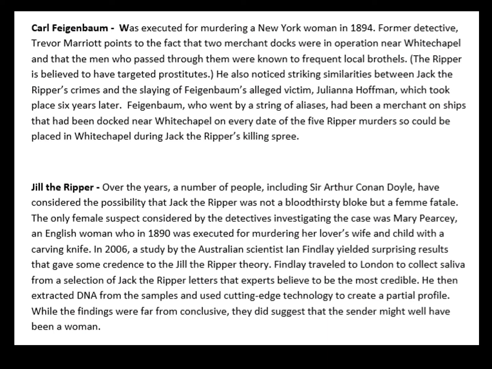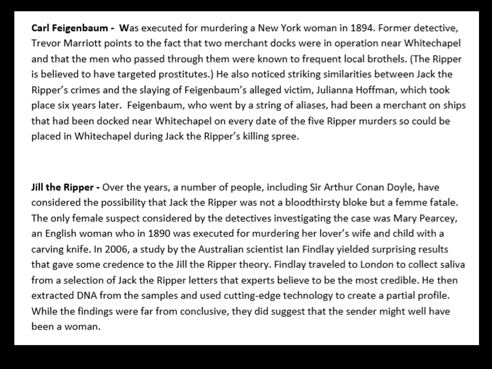He had a string of aliases, so different names that he went by, and he'd been on merchant ships under loads of different names that had actually docked near Whitechapel, and it was found that he had been in Whitechapel on every single date from a ship that the 5 Jack the Ripper murders happened. So he was actually in Whitechapel when each Jack the Ripper murder happened, and because they are so spaced out and far apart, it would make sense that he might have been the murderer, because the merchant ships would have been spaced out and far apart when they actually docked. So he's probably our number 1 suspect at the moment.